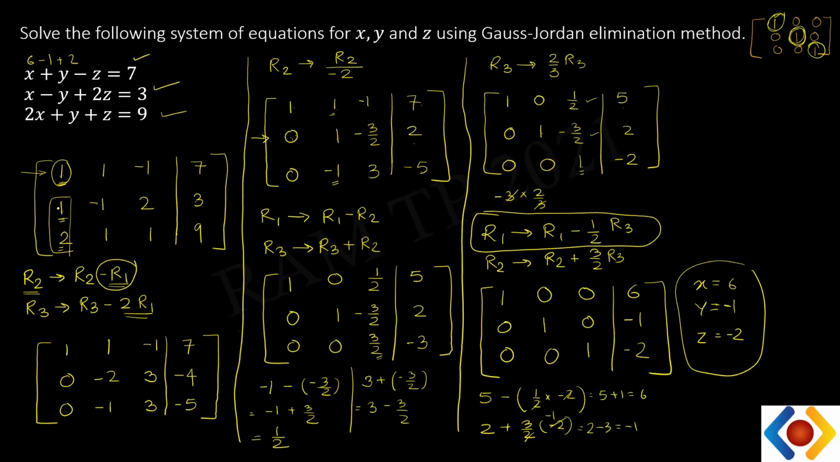Okay, we are done with R2. R3: if I want to use this 1 and make this 0, what operation should I do? I'm going to start with R3 and then multiply this 1 by this number, which is 2, and subtract, right? Makes sense? Okay, let's look at the second one.